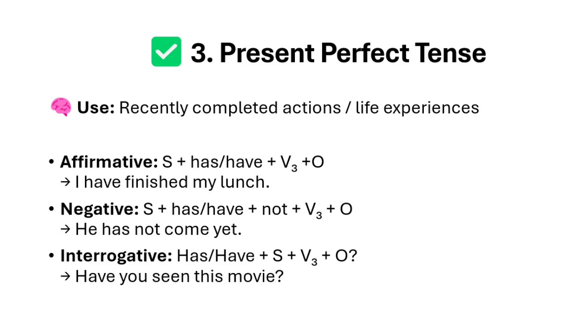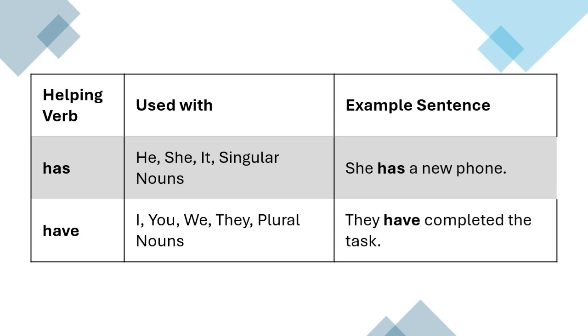Now here there are two helping verbs, has and have. Now let's see the difference between these two helping verbs. See in this table, the helping verb has is used with he, she, it or singular nouns. Now see one example, she has a new phone. The helping verb have is used with I, you, we, they and plural nouns. Example, they have completed the task. Here you should have understood how to use present perfect tense and how to use these different helping verbs.